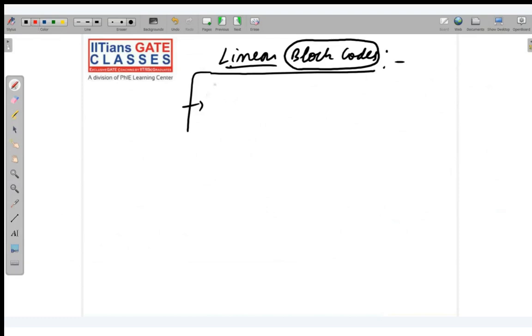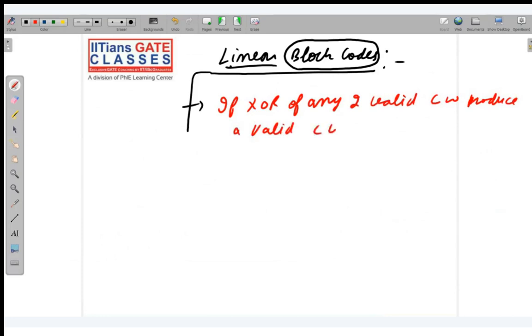Linear block code means if the XOR of any two valid code words produces a valid code word. If this is the scenario, then we will say it is a linear block code. Are you getting it? You do the XOR operation of any two valid code words, and if it produces a valid code word, then 100% we will say it is a linear block code.